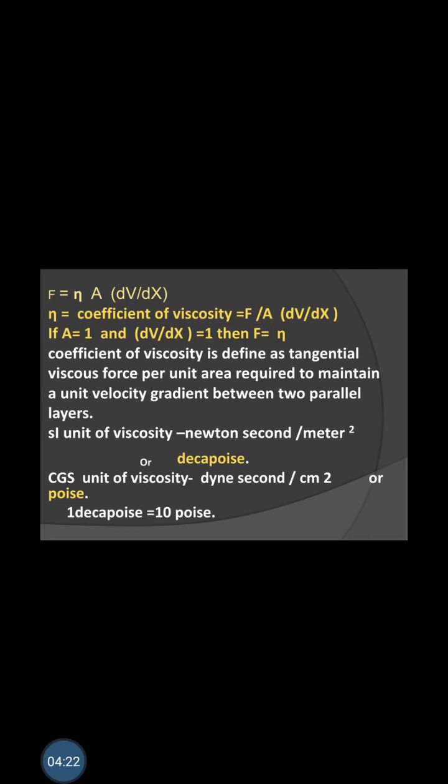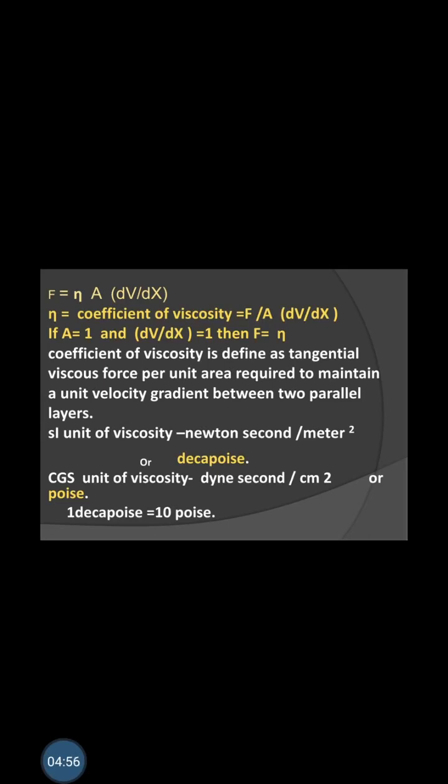SI unit of viscosity: Newton second per meter square, or another unit, decapoise. CGS unit of viscosity: Dyne second per centimeter square, or poise. 10 poise is equal to 1 decapoise. Poise is the unit of coefficient of viscosity.